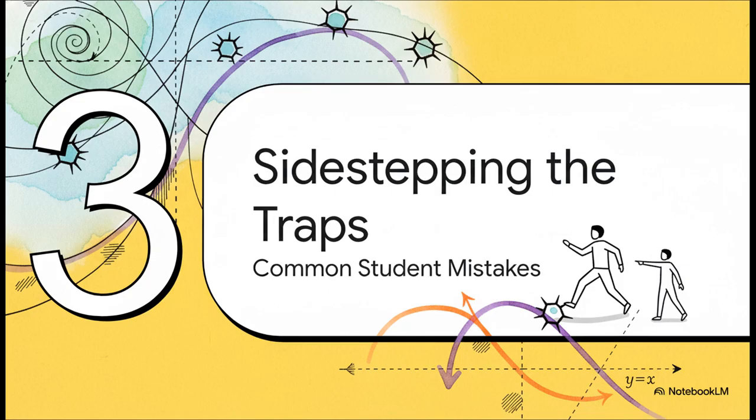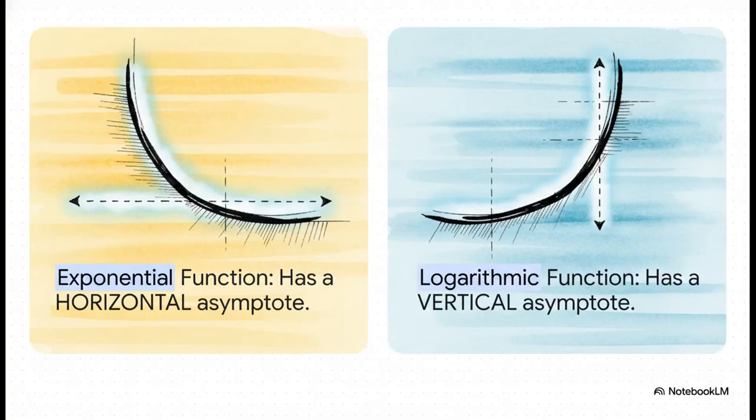Once you see the pattern, graphing these isn't so bad. But there are a couple of really common traps that are super easy to fall into. Let's make sure we know how to avoid them. This is the big one. So many people mix up their asymptotes.